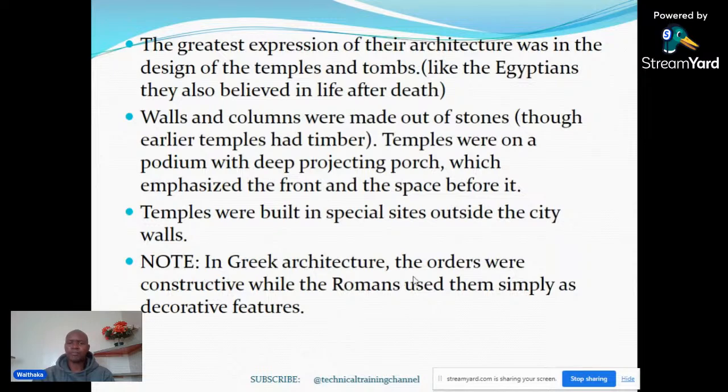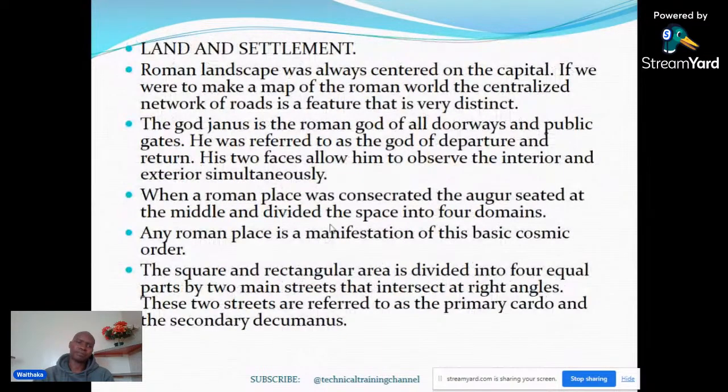Then we are also noting that in Greek architecture, the orders were constructive, while the Romans used them simply as decorative features. Maybe as we will see even in some of the buildings of importance in Roman, most of the orders or the pillars that were used in Greek for structural purposes, now the Romans are using them simply as decorative features for aesthetic purposes, and we will see how they combined the two and used the pillars for aesthetical purposes.